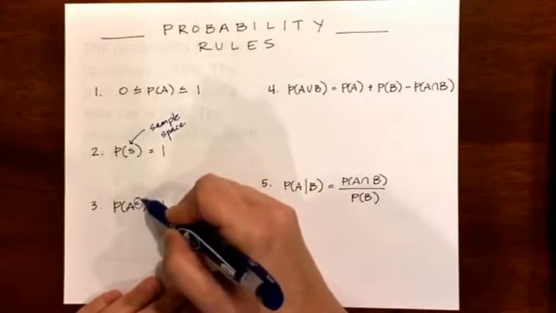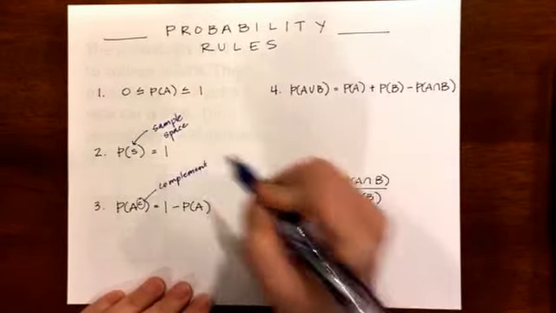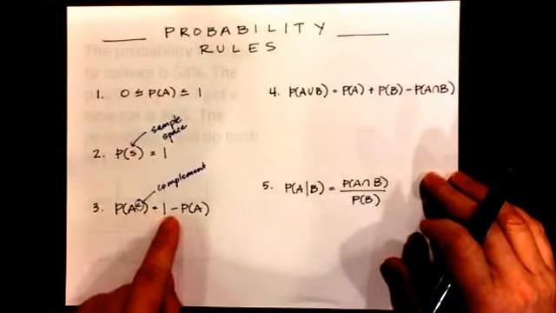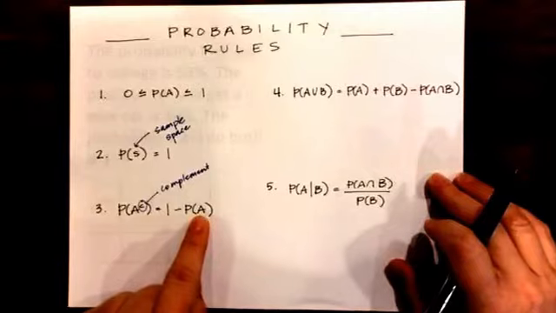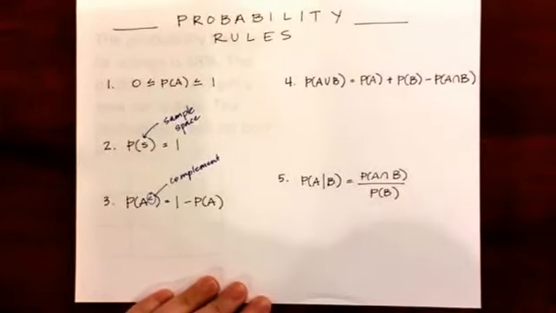This symbol right here, that means complement. Complement is just another fancy way of saying opposite. So the probability that A will not happen is 1 minus the probability it will happen. Okay? And these are the ones that are a little bit tougher. So let's go through these nice and slow.